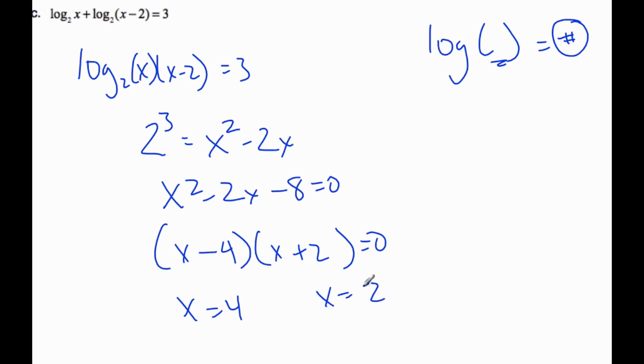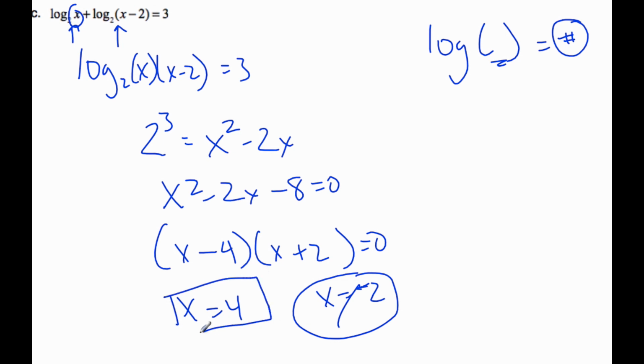If I take these values and I look up here, if I take this negative 2 and I plug it in here, I get a negative value. Also in there, I also get a negative value. That is impossible. I cannot get a negative logarithm. If I check 4, that's okay. And so that is my only answer. So, good luck.